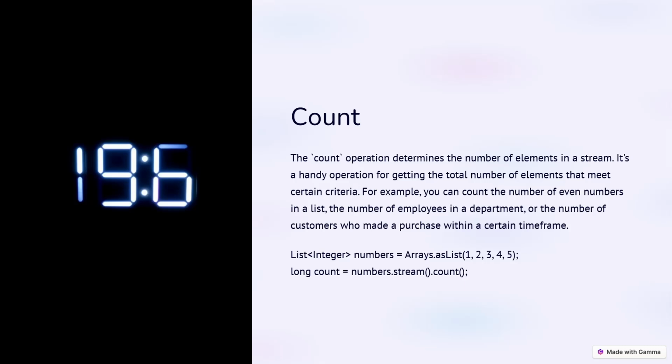It will count the number of elements present in the string. So that kind of operation we do by using count. So let's see the definition here. The count operation determines the number of elements in a stream. It's a handy operation for getting the total number of elements that meet certain criteria.